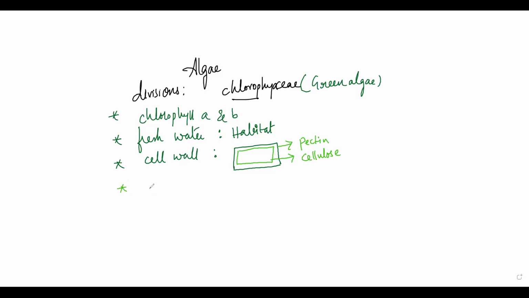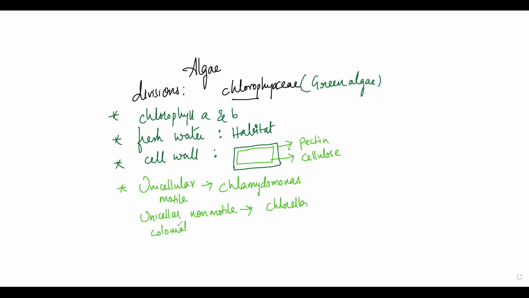Next, another important thing here is there are many different forms of green algae. For example, if you look at the unicellular ones, the Chlamydomonas, which is unicellular and motile because of the flagella. And we have another green algae, which is unicellular but non-motile, and this is going to be chlorella. And the next one is colonial, which live in groups, and they are called volvox.